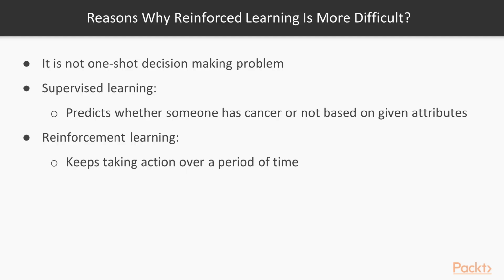Now, we will look at the reasons why reinforcement learning is more difficult than supervised learning. First reason, it is not a one-shot decision-making problem. In supervised learning, an algorithm predicts whether someone has cancer or not based on given attributes, whereas in reinforcement learning, you have to keep taking actions over a period of time. We call this sequential decision-making. In this video, we have introduced reinforcement learning.